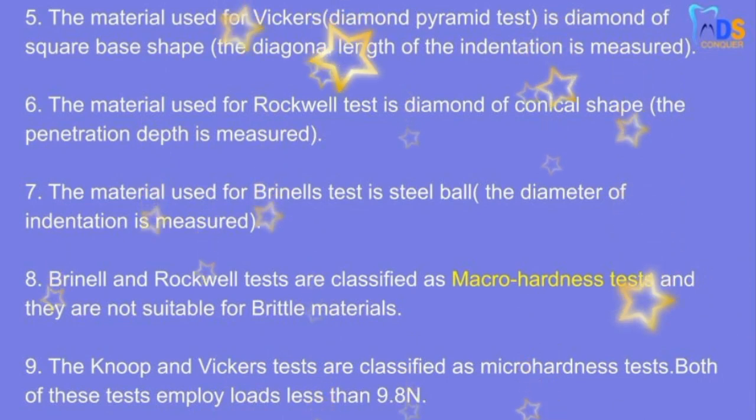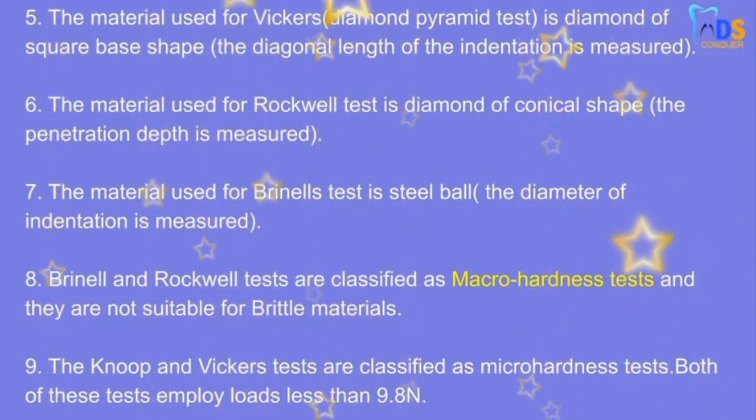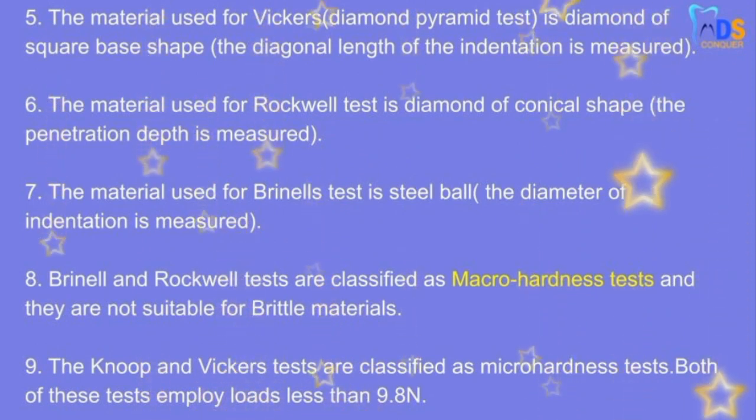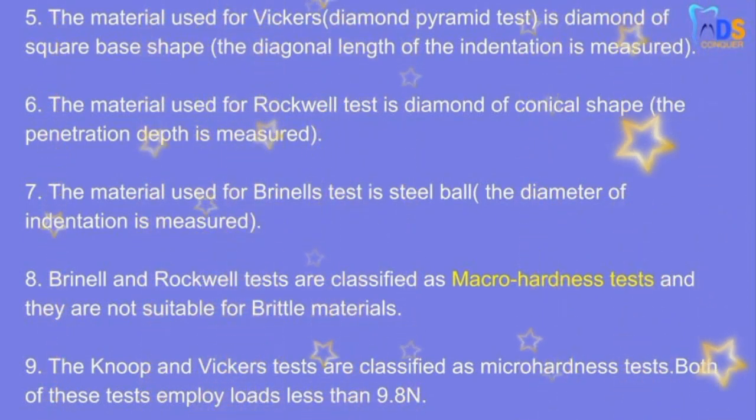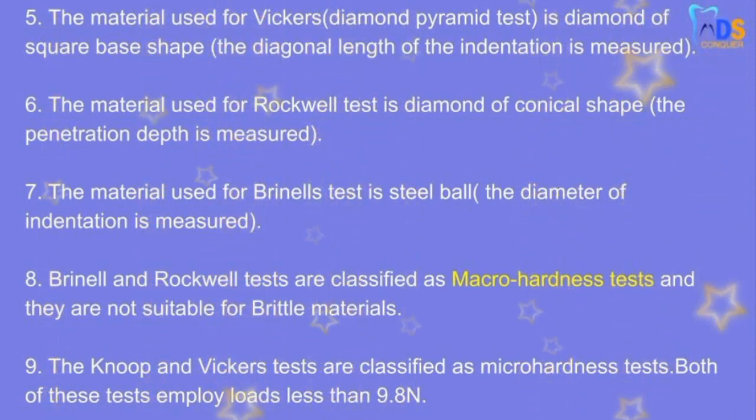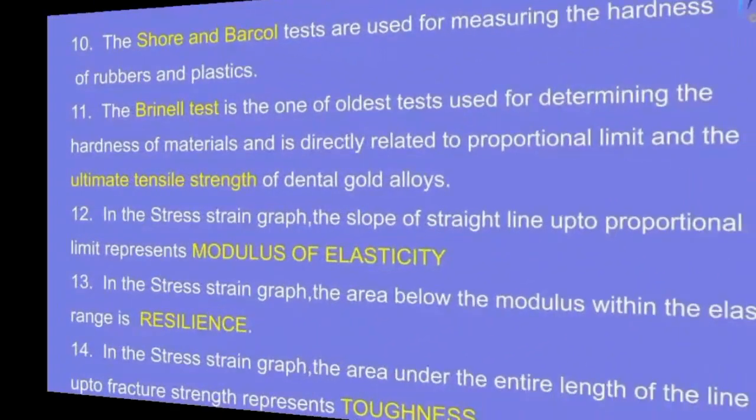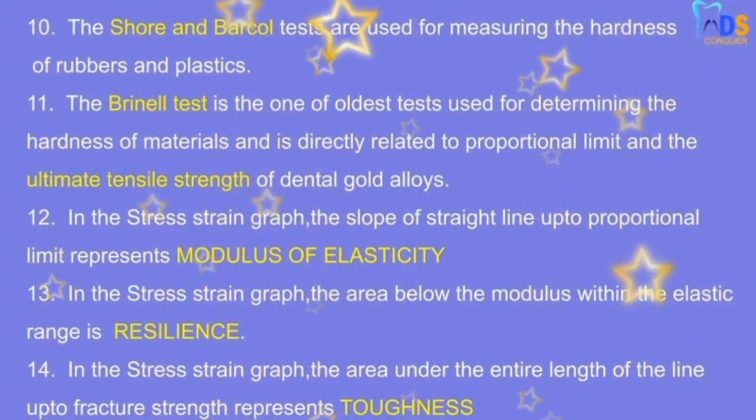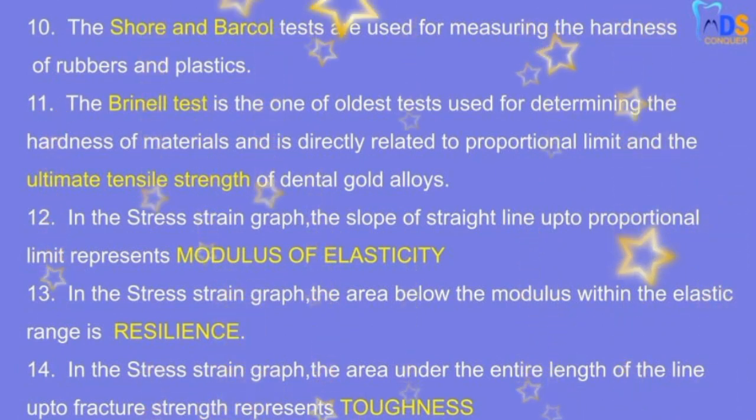Number 8. Brinell and Rockwell tests are classified as macro hardness tests and they are not suitable for brittle materials. Number 9. The Knoop and Vickers tests are classified as micro hardness tests. Both of these tests employ loads less than 9.8 newtons. Point number 10. The Shore and Barcol tests are used for measuring the hardness of rubbers and plastics.